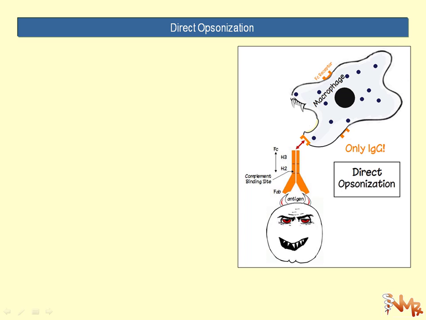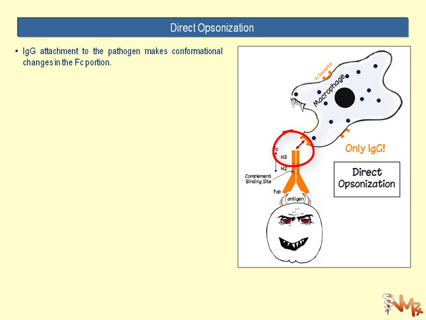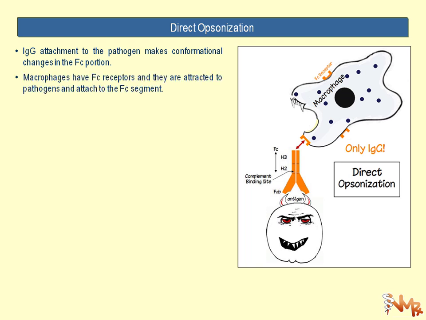Again, I'm showing the antibody attached to the antigens of the bug, and I'm showing the Fc receptors on the macrophages for you. So IgG attachment to pathogens makes conformational changes in the Fc region, this time, of the antibody. So when the Fab region of the IgG attaches to the antigens, the horns of that bacteria, that causes conformational changes in the Fc portion of the antibody. And earlier I said that it also causes conformational changes in the H2 region. H2 region binds complement 1. This time I'm looking at it from a different angle. The conformational changes happen in the Fc portion.